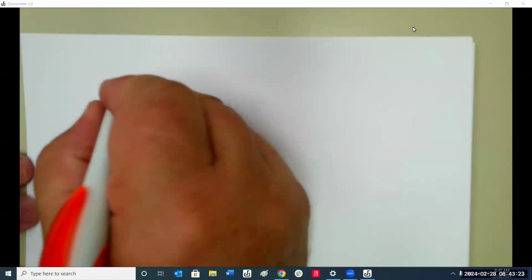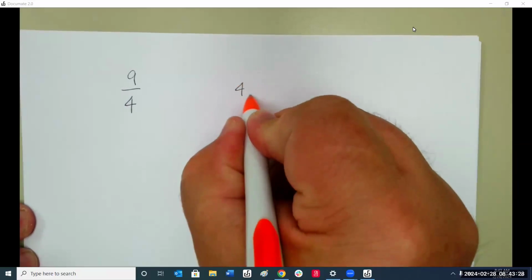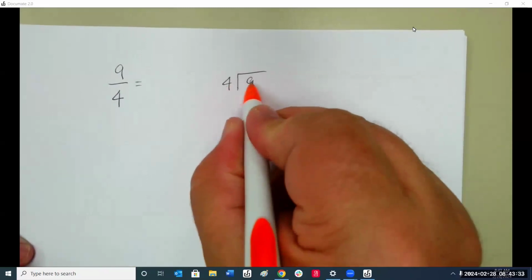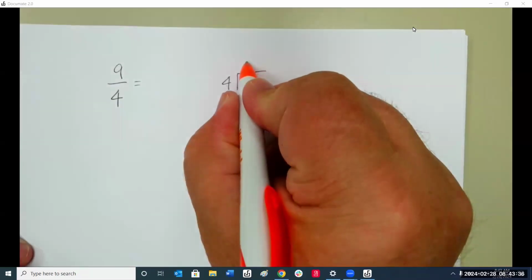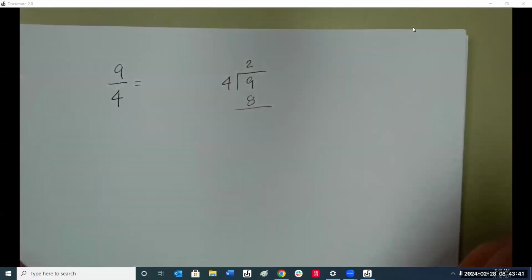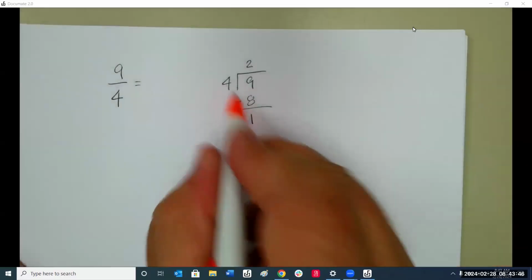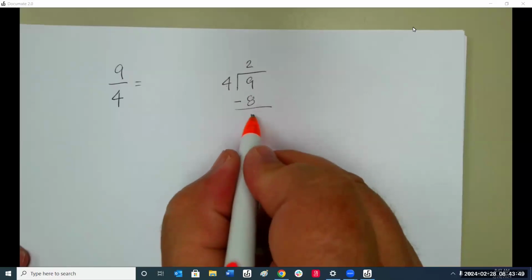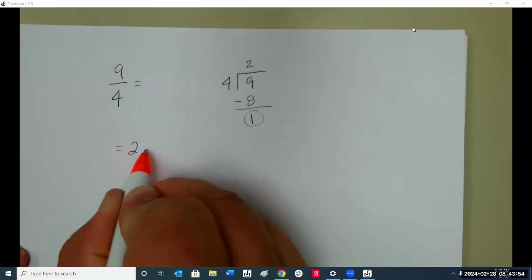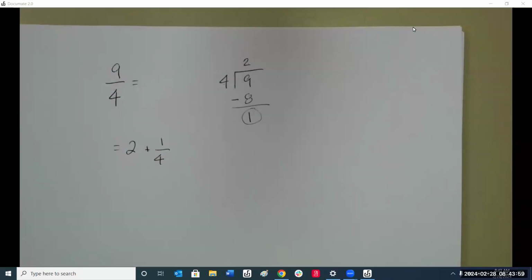So for example, if we had 9 divided by 4, or 4 goes into 9, it's usually easier to look at this. How many times does 4 go into 9? 2 times. 2 times 4 is 8. What do you do next? Subtract. 9 minus 8 is 1. Can 4 go into 1? No. So this is your remainder. So your answer would be 2 plus the remainder over the denominator. So it can't go any further.